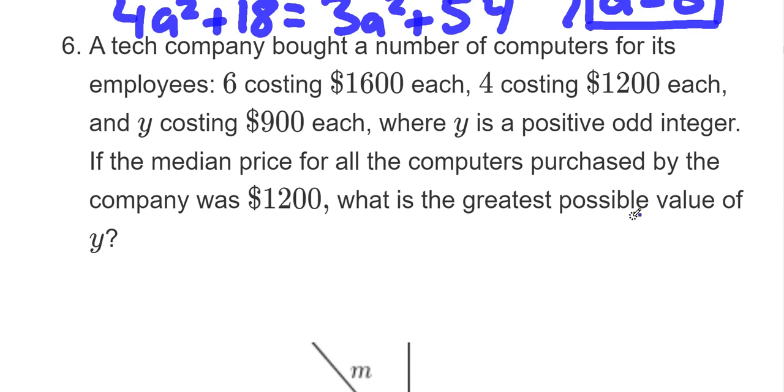A tech company bought a number of computers for its employees, 6 costing $1,600 each, 4 costing $1,200 each, and Y costing $900 each, where Y is a positive odd integer. If the median price is $1,200, what's the greatest possible value of Y?